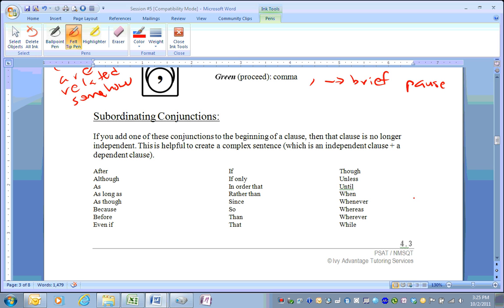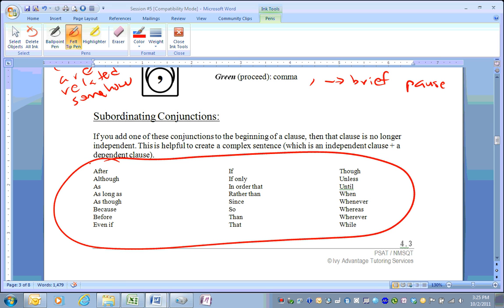Subordinating conjunctions. All these right here I call subordinating conjunctions. Basically, they can help make an independent clause a dependent clause, or connect an independent clause and a dependent clause together. If you add one of these, the clause is no longer independent. That way you lose a run-on, which is what we want to happen.